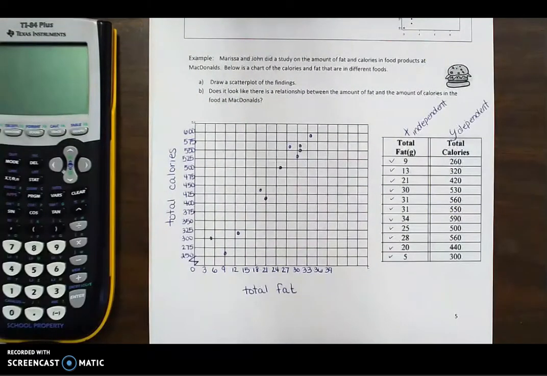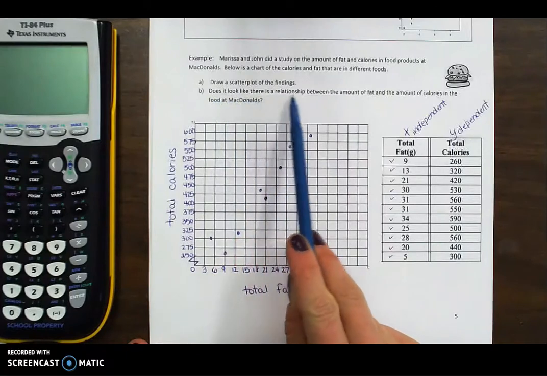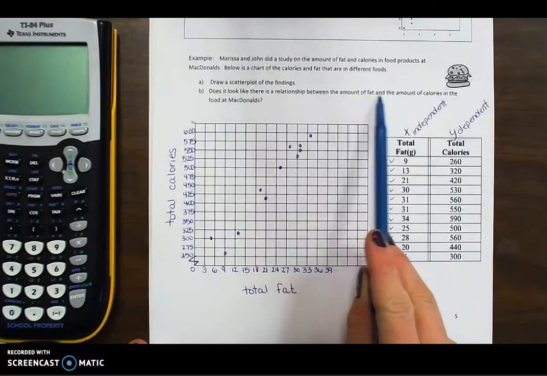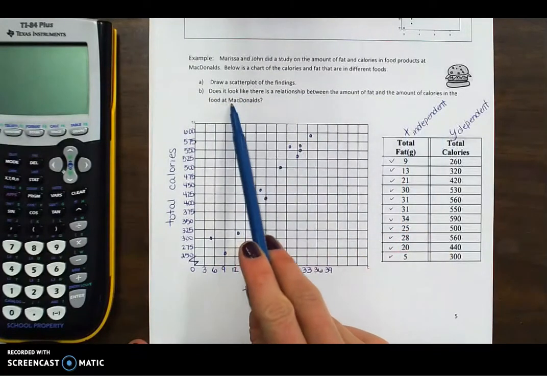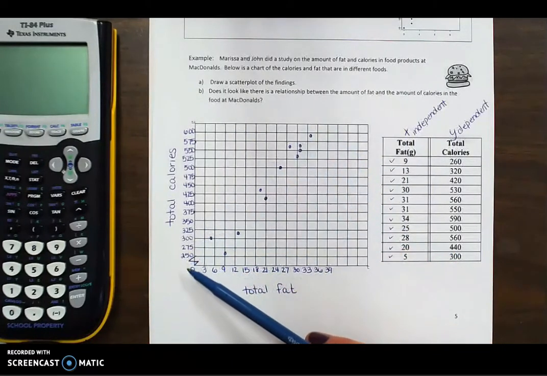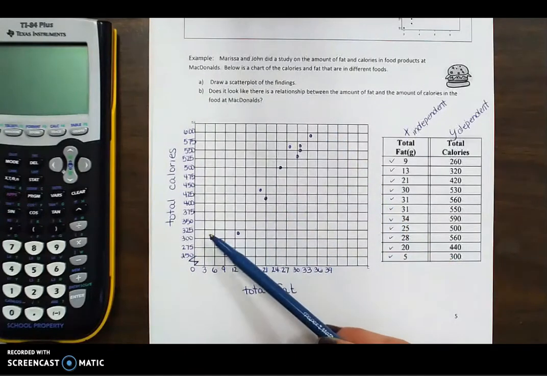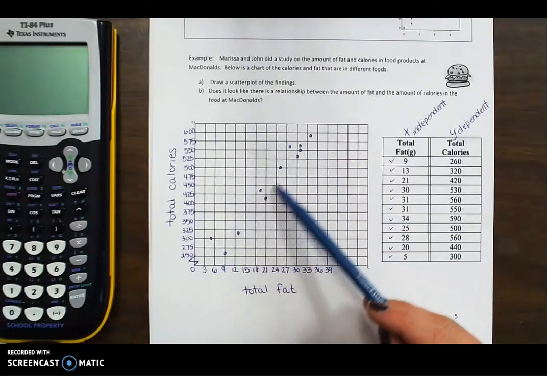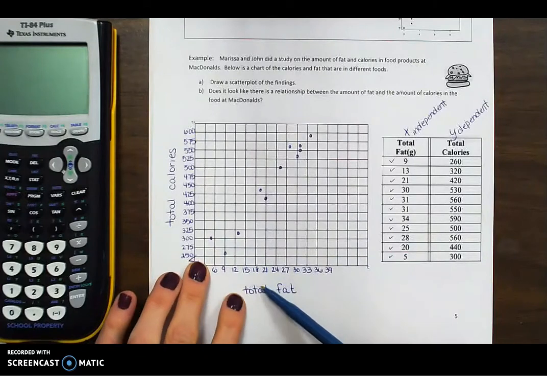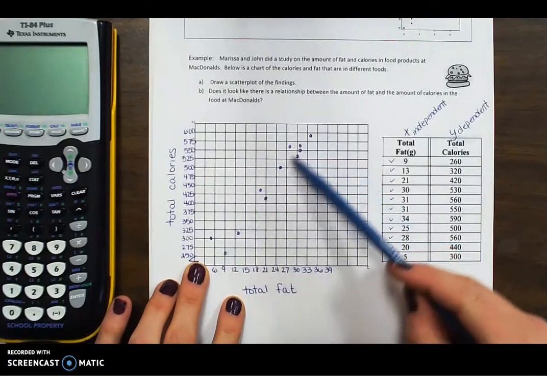All right, so here we go. We have our finalized scatter plot. Okay, so part B for this problem says, does it look like there is a relationship between the amount of fat and the amount of calories in the food at McDonald's? So take a look at your points. Do your points form a pattern? So if you look, it kind of looks like as fat increases, the calories increase. It looks like we have a relationship there.